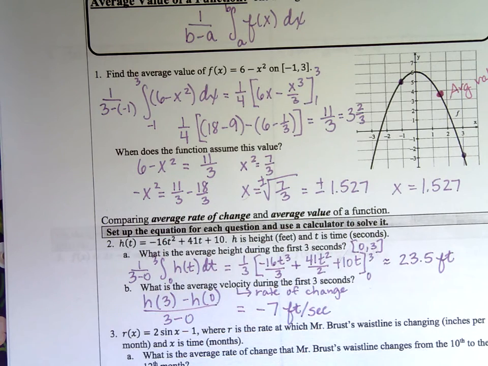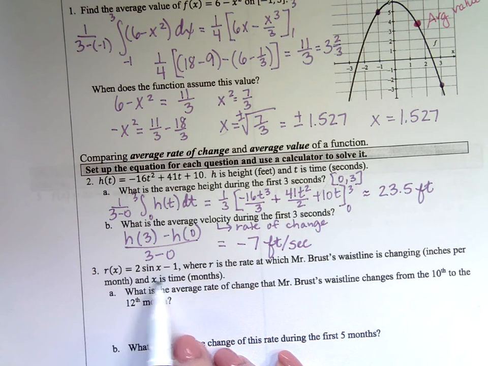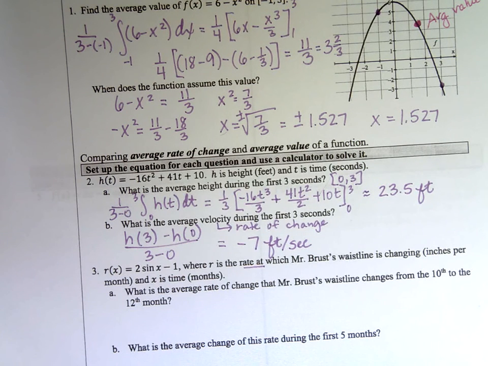So be careful, if it's the rate of the rate, you're kind of going backwards and looking for what that slope would be. Number 3 changes it up. I've got this guy, r of x is the sine of 2 sine of x minus 1. r is the rate. They're giving you the rate at which Mr. Bruce's waistline is changing in inches per month, and x is in months. So what is the average rate of change of Mr. Bruce's waistline from the 10th to the 12th month?